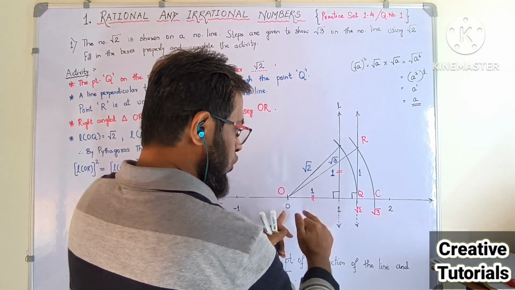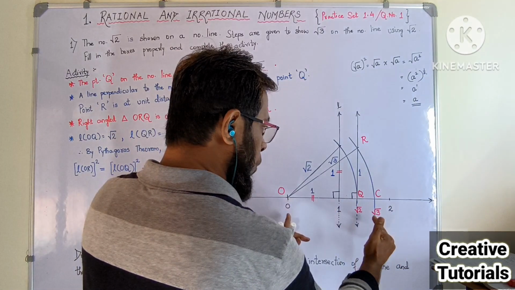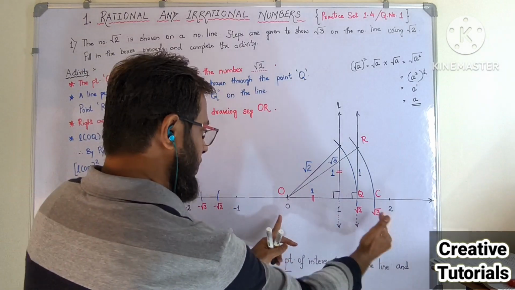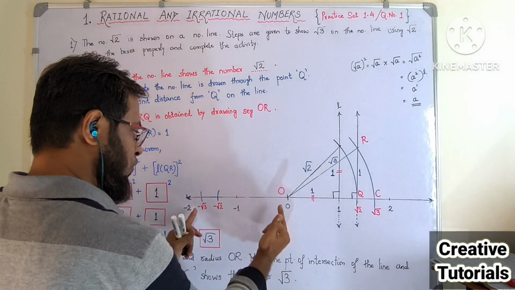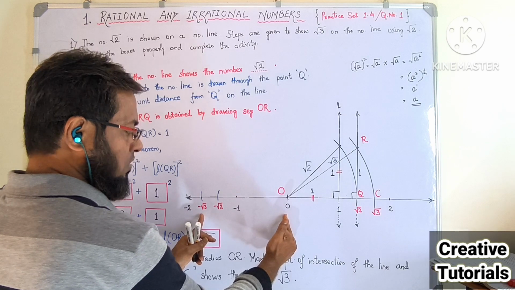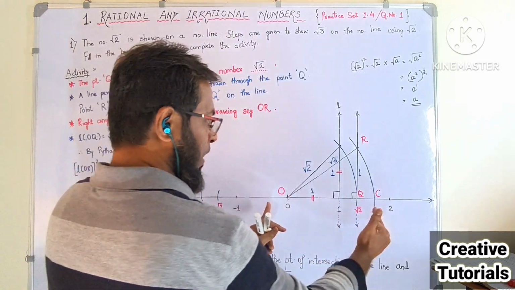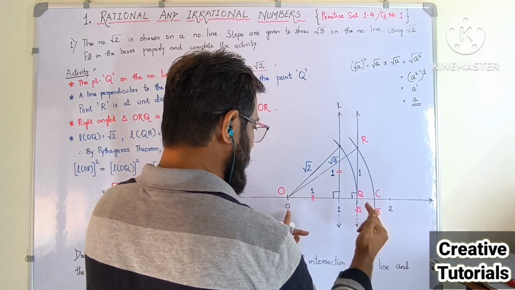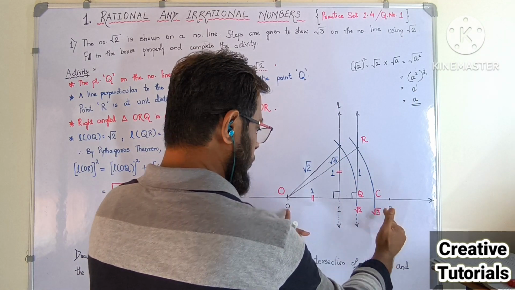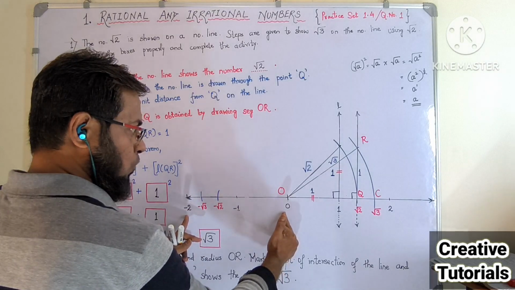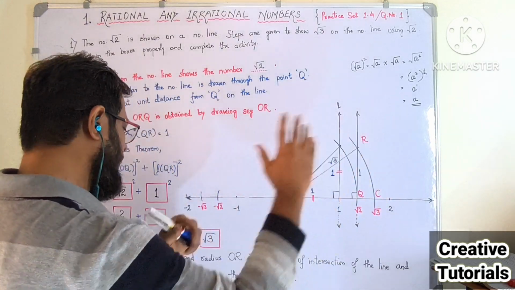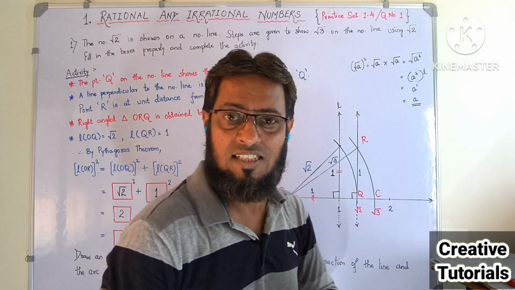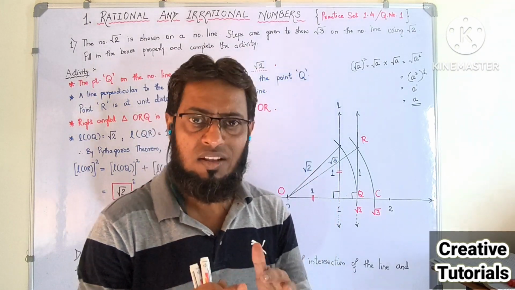In the same way, towards the right of 0, if we have OC as root 3, then at the same distance towards the left of 0 we will get minus root 3, correct? Like if I want root 4, root 4 will come at this point because the value of root 4 is 2. So from here to here it is 2, and from here to here it is minus 2, and this keeps on going. Alright, so I hope that the entire activity was very clear and well understood by one and all.